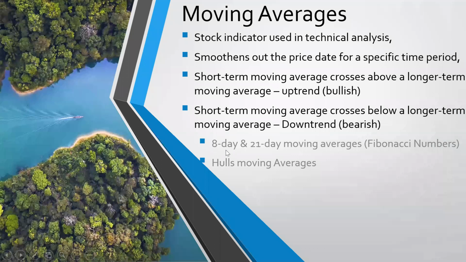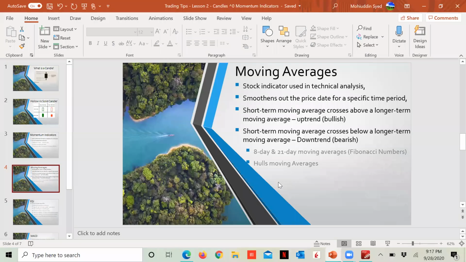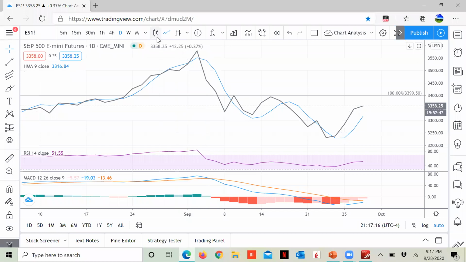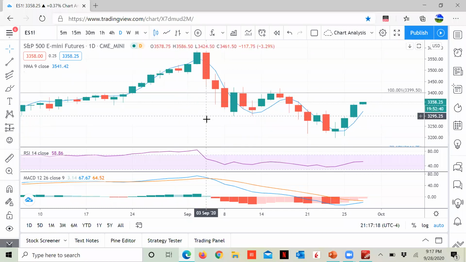This is the fast moving average, and this is the slow moving average as compared to this one. Some folks use a 50-day moving average against a 200-day moving average. Some people use 5 versus 10. Again, I'm just sticking to the Fibonacci numbers 8 and 21. And the Hulse moving average is generally around, I guess, 9 or so. Let's take a look at the chart. I'm looking at a Hulse moving average.